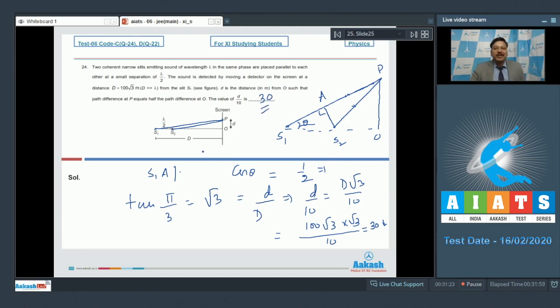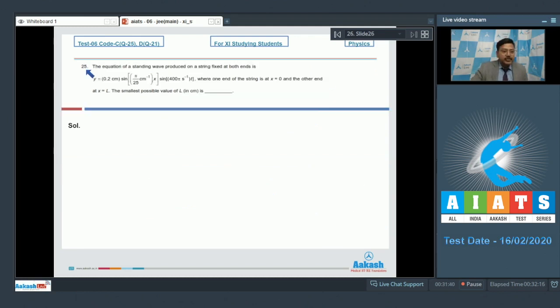Let's now go to the next problem. Let's now go to the final problem of this test. Question 25 says the equation of a standing wave produced on a string fixed at both ends is y equal to 0.2 centimeter sine pi by 25 centimeter inverse x sine 400 pi second inverse t, where one end of the string is at x equal to 0 and the other end at x equal to L. The smallest possible value of L in centimeter is.